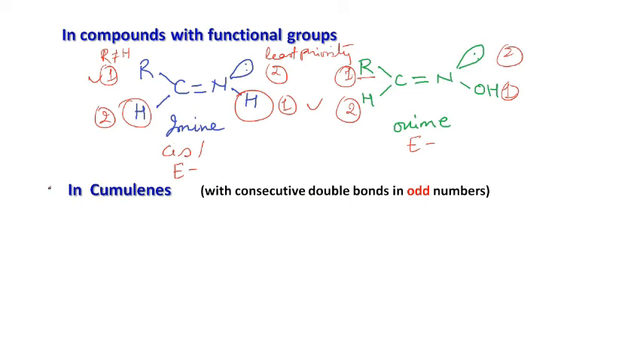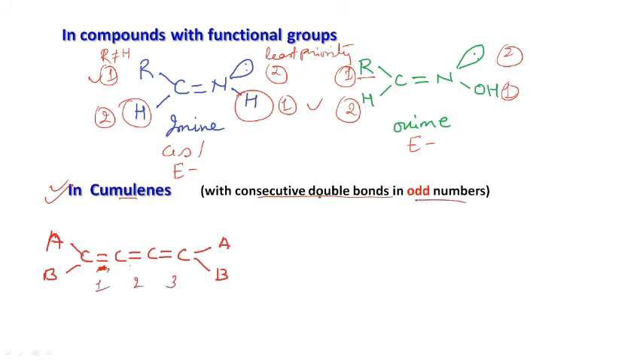Now in cumulenes, this is a very important case. First I will tell you what cumulenes are. Cumulenes are those which have consecutive double bonds, for example 1, 2, 3 double bonds. If we have an odd number of double bonds, then every odd double bond is in the same plane as the first double bond. So the third double bond is again in the same plane, and similarly the fifth bond is in the same plane. In that way these AB type groups are in the same plane, or coplanar to each other.